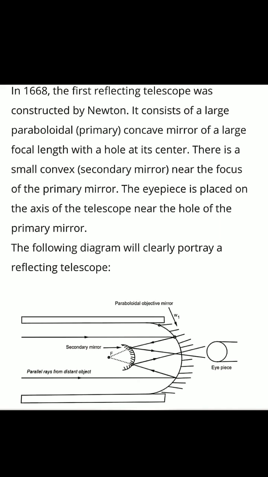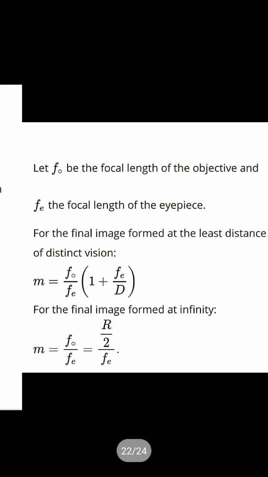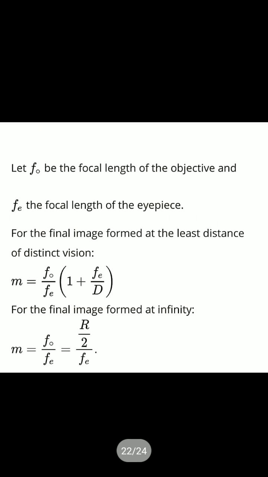Okay, this is the diagram for the reflecting telescope. The magnification M equals f0 by fe, that is equal to (R by 2) divided by fe, for the final image formed at infinity. And whenever the final image is formed at the least distance of distinct vision, M equals f0 by fe times (1 plus fe by D). These are the two expressions you have to remember. Derivation is not included in your syllabus.